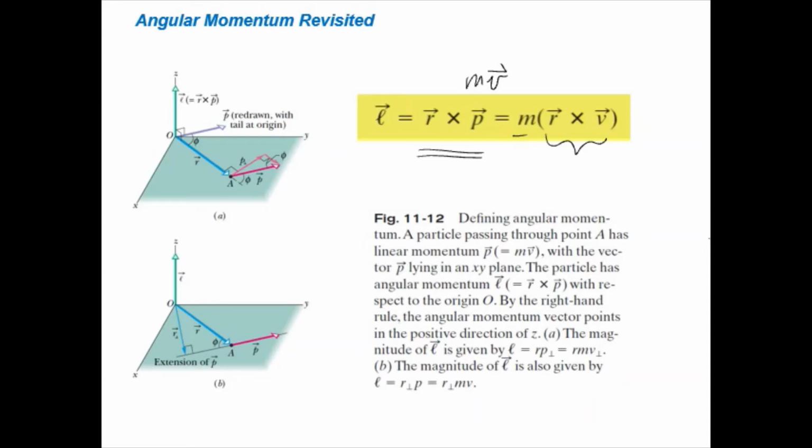So the direction of the angular momentum vector is determined by r cross v here, and of course m is a scaling factor, being a mass. All right, so that's one way we can write that.